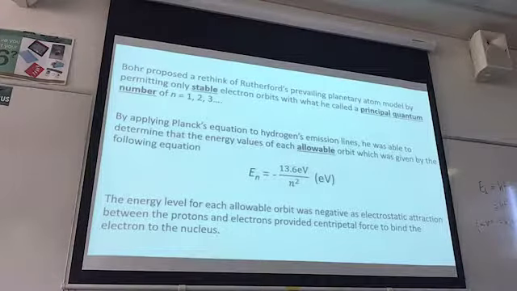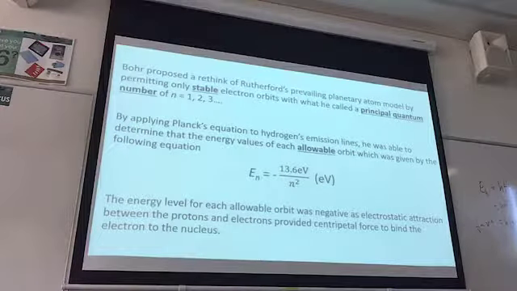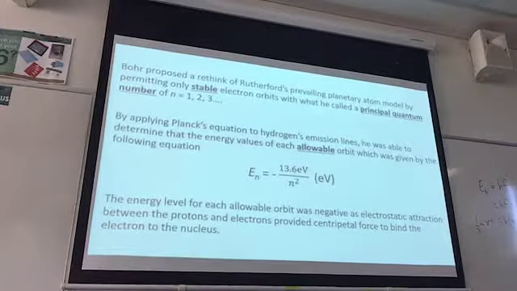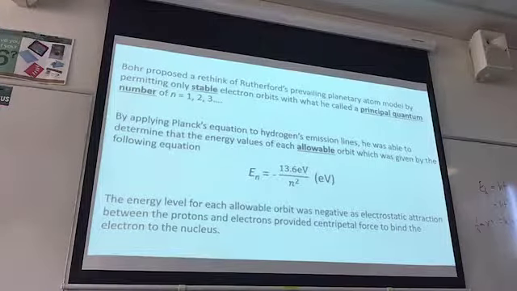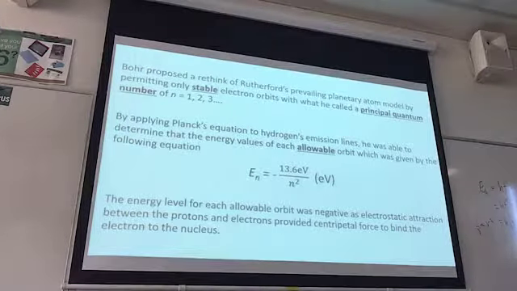So Rutherford had an idea about the planetary atom model, where you had stable orbits of electrons spinning around the atom, whereas Bohr came up with the idea that there were discrete energy levels in which the electrons could exist. I think we'll look a little bit later on at how that's related to the wavelength of the particles.